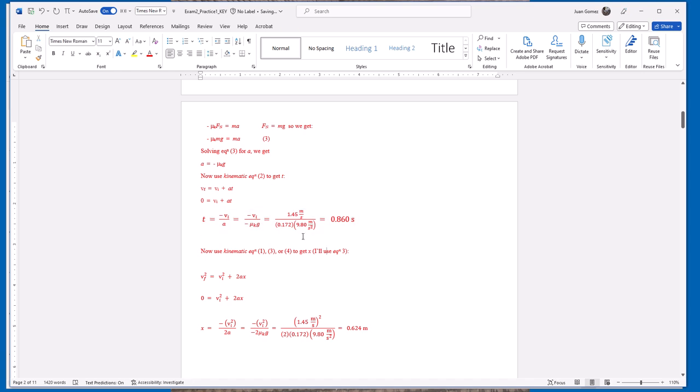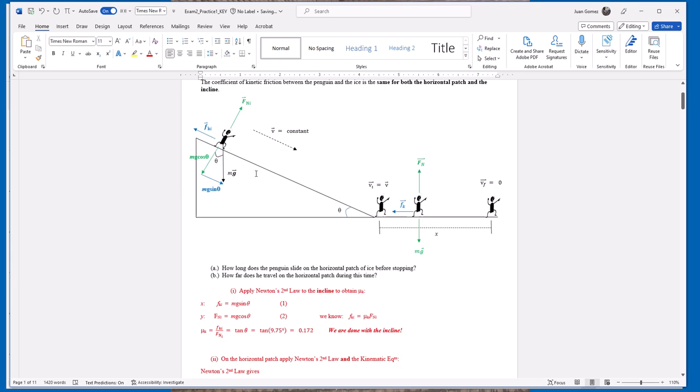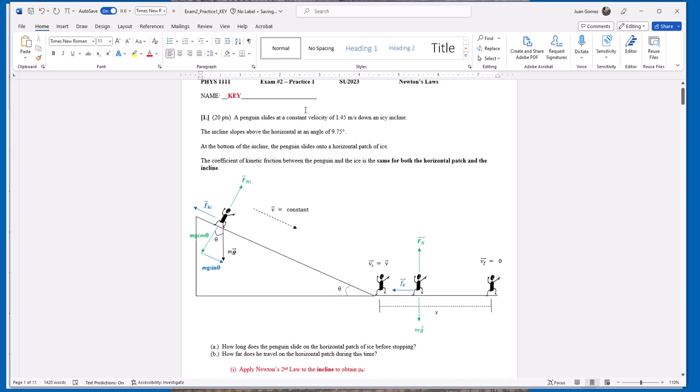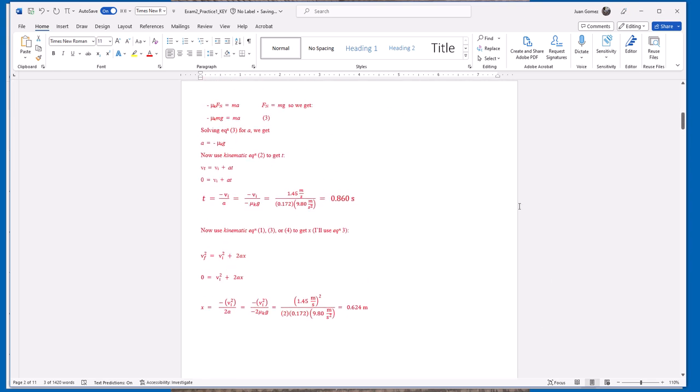And remember, the initial speed on the horizontal is the constant speed along the incline, because his speed doesn't change until he gets to the bottom of the incline. So that initial speed with which the penguin begins to slide on the horizontal is just the constant speed of 1.45 meters per second down the incline. Okay, so you get t is minus Vi over A. What is A? Minus mu k g. The negatives cancel. Plug in the numbers. You get 0.860 seconds.